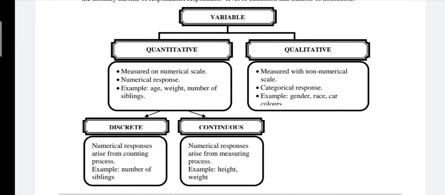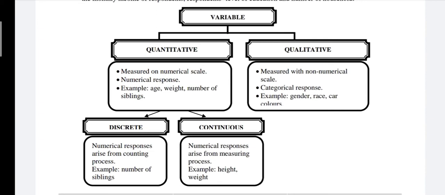Okay, so this is the important one, which is the type of variable. You need to differentiate between these two types of variable because when you want to calculate or find the probability of the variable, it depends whether your variable adalah discrete ataupun continuous, because it will have a different method to find the probability. So actually variable we have two types, quantitative and qualitative.